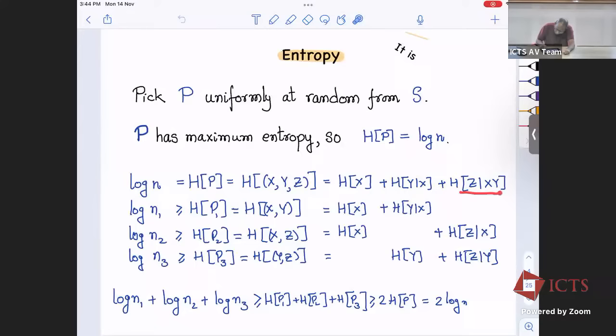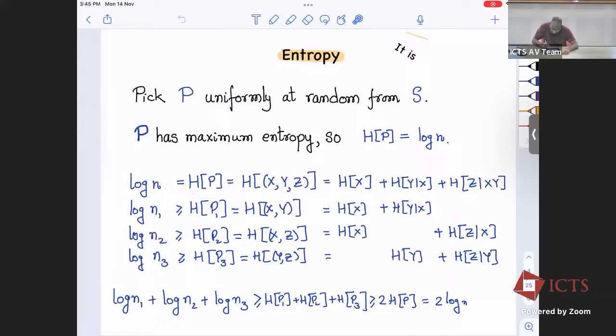Sorry, when I write X, Y here, please don't think of it as X multiplied by Y. It is X and Y kept next to each other. So the entropy of Z given X, Y: how much information do you learn? This is an equality that we'll be able to write for our notion of entropy, whatever it is going to turn out to be. And similarly, we can expand these quantities. And now let us add these three quantities and compare it with H of P.